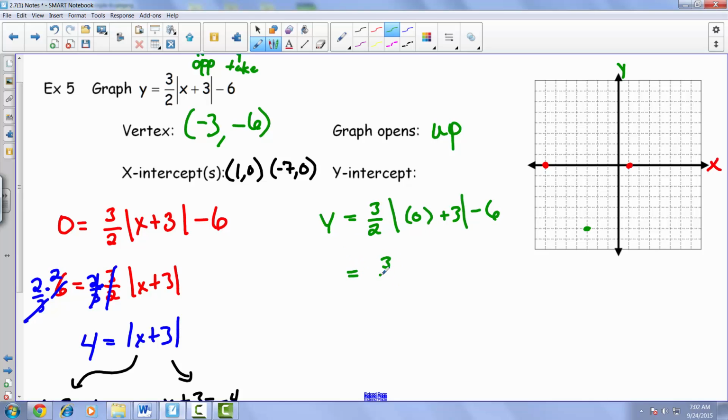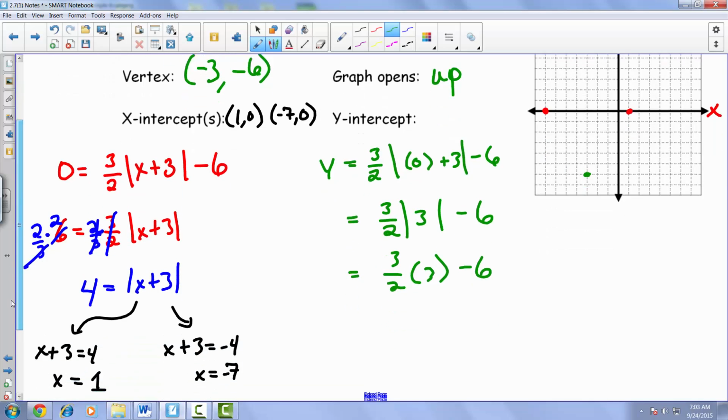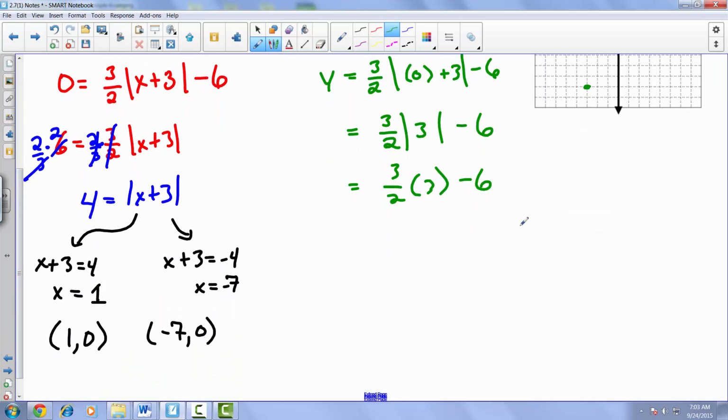So we end up with 3 halves times 0 plus 3 is 3 minus 6. Absolute value of 3 is 3. Three halves times 3 comes out to be 9 halves minus 6. And there's a couple ways you can continue on. You could convert this to a proper fraction, or you could do a little bit of FFU. I think we'll do the FFU so you guys can get more exposure to that.